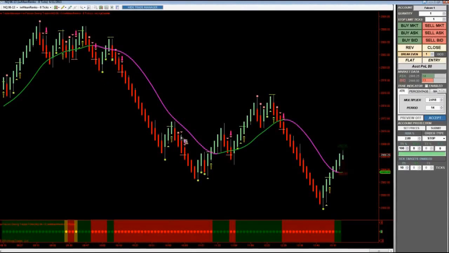It still will print a warning dot when the signal begins to develop. When the rest of the signal parameters are met, I'm going to get a triangle and a hash mark, and then it's up to me to make the decision whether or not I want to take a trade.